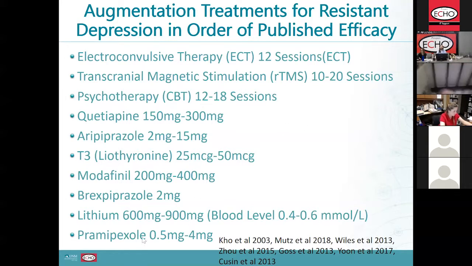Has anybody used these augmenting medications like quetiapine or aripiprazole or brexpiprazole, modafinil? Anybody have any practice using these things? This is good because it means that there's a lot of opportunity for utilizing these things in your practices, and getting familiar with them can really expand your repertoire of depression treatment.